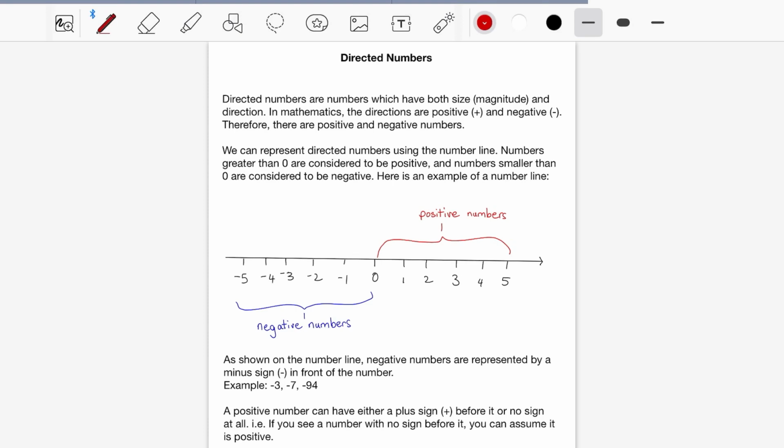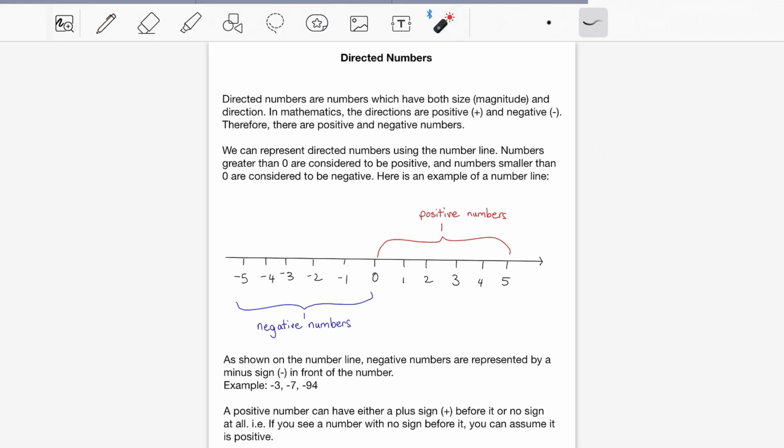Good day, students. Today we are going to take a look at directed numbers. So at this point you can pause the video, read this note, take it down if you would like. And let's begin. So directed numbers essentially is an extension of what you would have already learned from primary school or when you were doing SE.